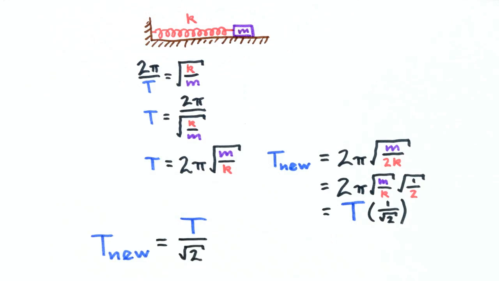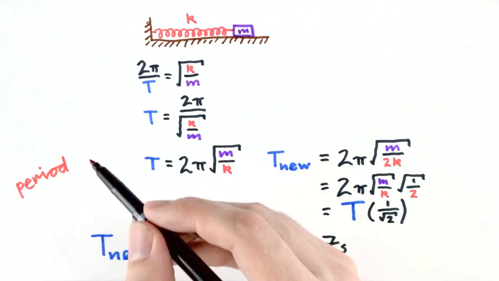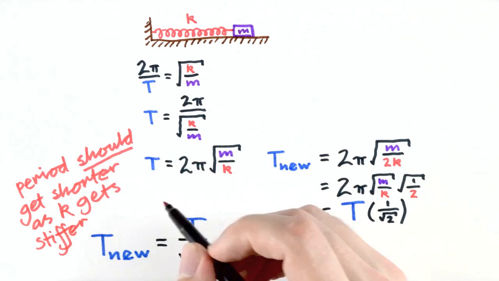And so if the original period is 1 second, then the new period is 1 over the square root of 2 seconds, or approximately 0.7 seconds. That makes sense. We expect the oscillations to get faster, the period to get shorter, if the spring gets stiffer.